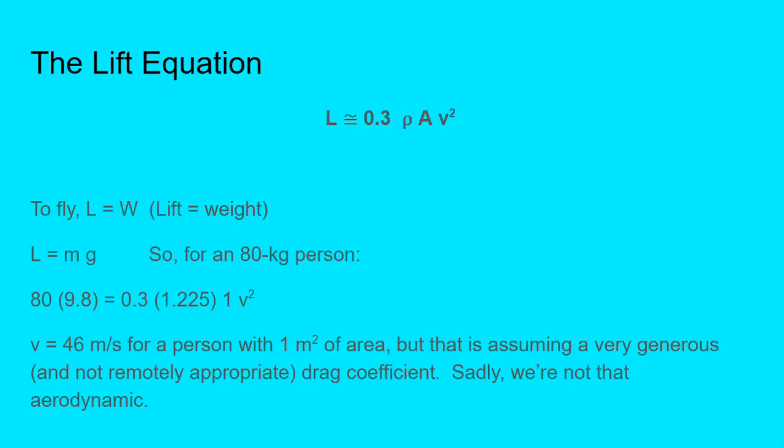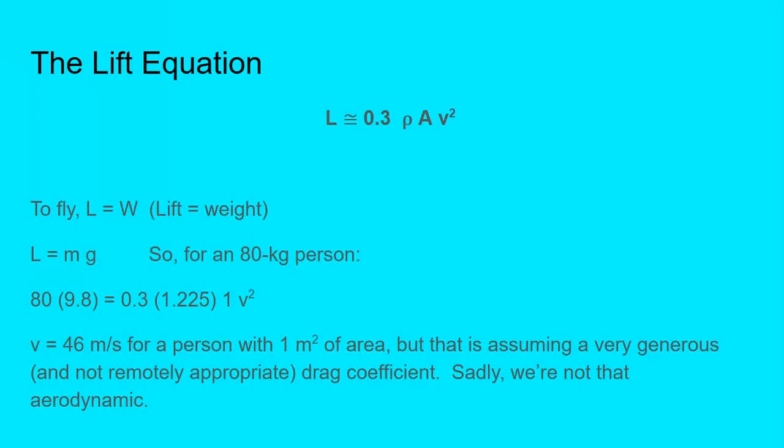So now, if you have a cross-sectional area of about 1 square meter, which is kind of generous and not really appropriate, drag coefficient here, then that would mean you'd have to be flying at about 46 meters per second in order to actually generate enough lift to soar. And it's not super practical because the coefficient of drag of a human being is, well, you're just not set up to fly, basically.